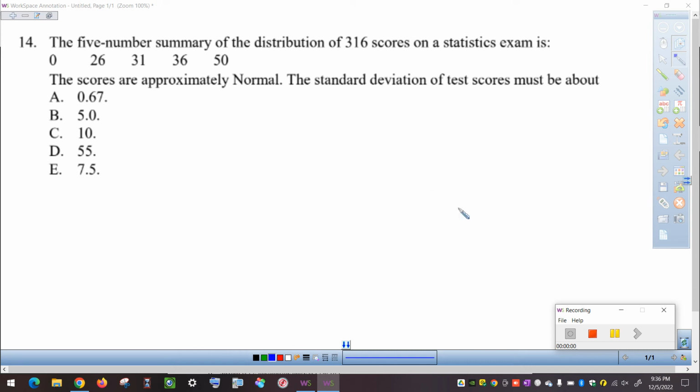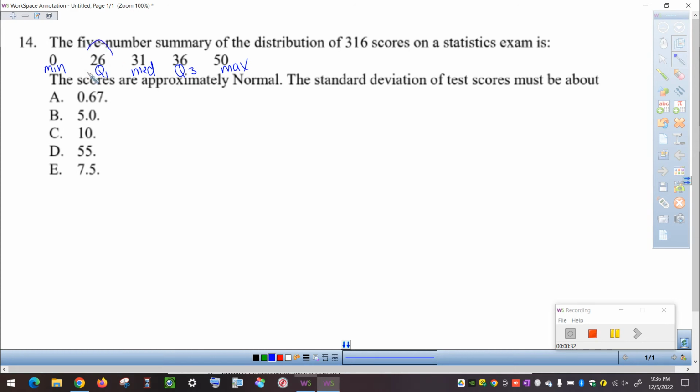A five-number summary of this distribution of 316 scores on a statistics exam is 0, 26, 31, 36, 50. And we're also told that these scores are approximately normal. The question is asking about the standard deviation of these test scores. So let's think about some things we know about this five-number summary. We know that this is the minimum value, the first quartile, median, third quartile, and maximum.